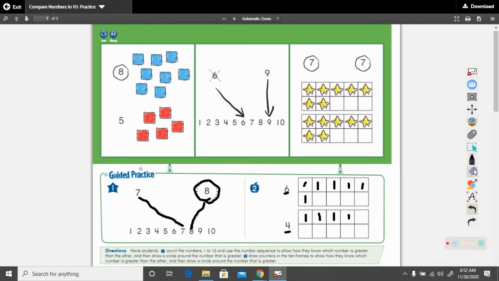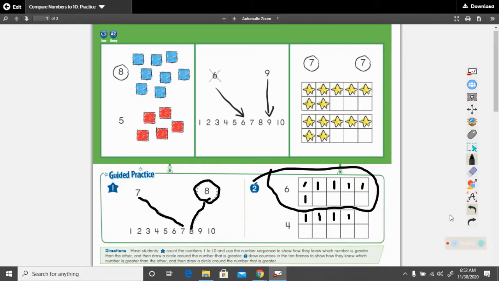Remember, greater means more. Less means smaller. Greater means the most. Do we have more counters in the 6 ten frame, or do we have more counters in the 4 ten frame? We have more in the 6 ten frame, don't we? So 6 is greater, so we are going to draw a circle around 6, and we're going to draw that circle right around that 10 frame too.